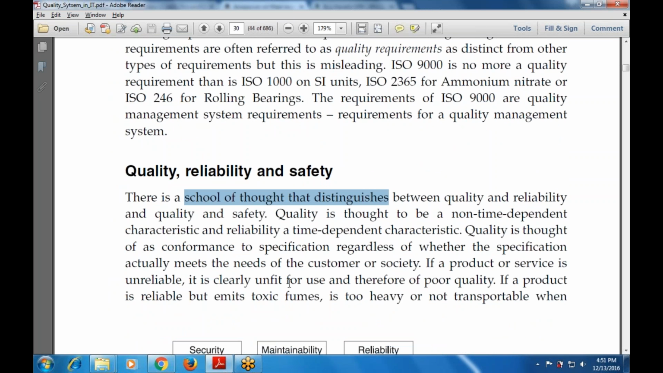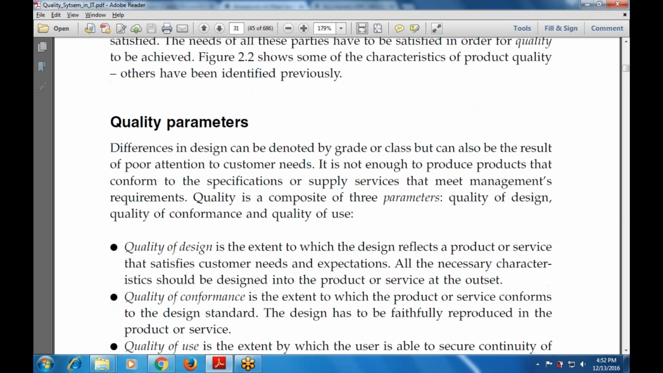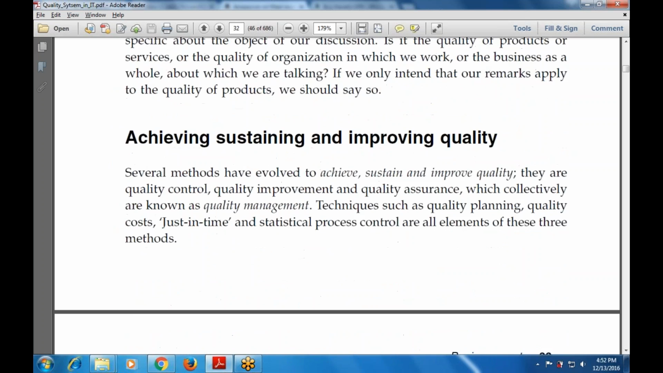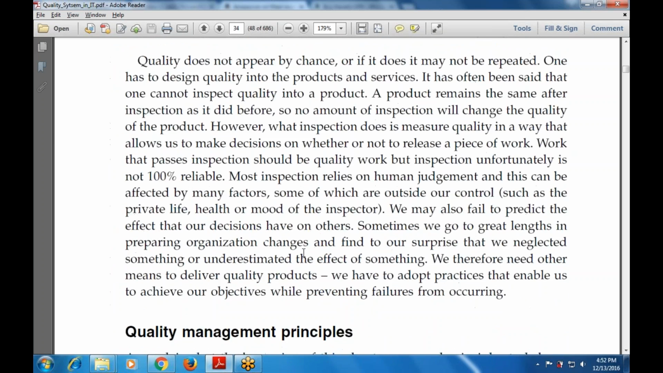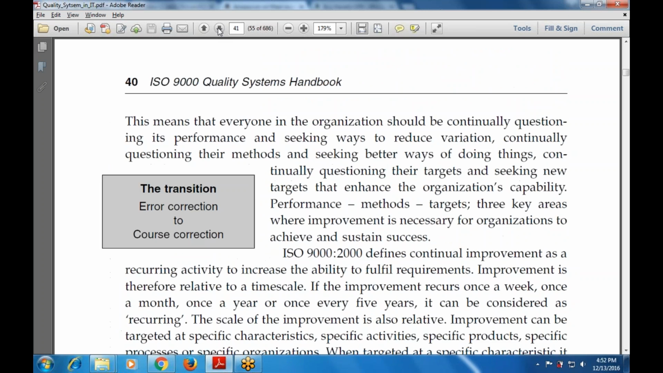There's a school of thought that differentiates between quality, reliability and safety. Then quality parameters, that is the quality of design, quality of conformance, quality of use. Then how to achieve sustainable quality, there are the quality management principles that are also acquired, that are also used. These are the management principles that are used with this.